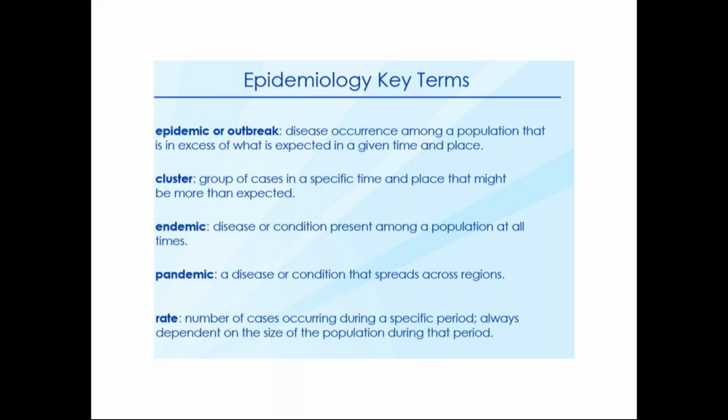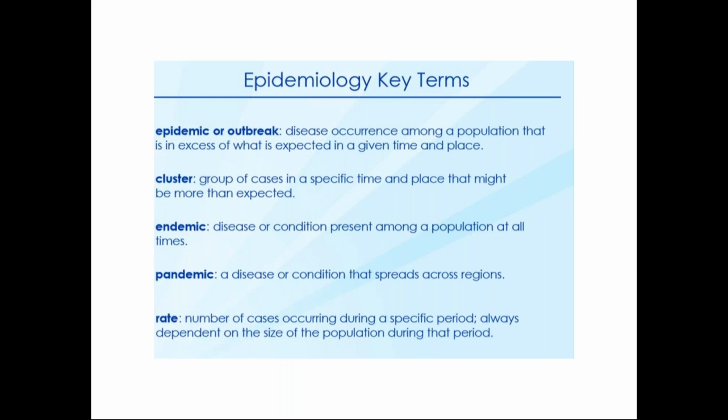So what's a cluster? A cluster is a group of cases in a specified time and place that might be more than expected. So you can say disease cluster. A group of cases. Maybe when it comes to outbreaks in Nigeria, it is most common in the north. So you can say a cluster in this area. This area has a high cluster of that disease. If we use the current challenge in the world right now, Kano is showing us a cluster of this pandemic.